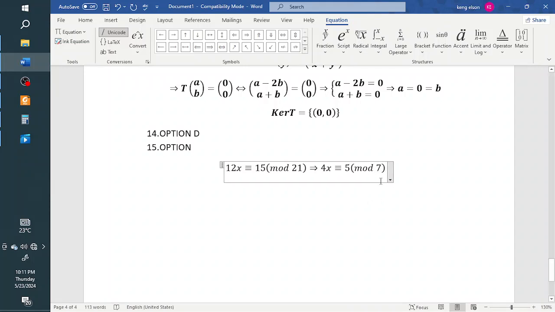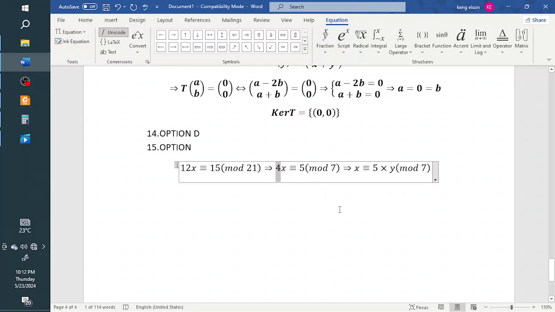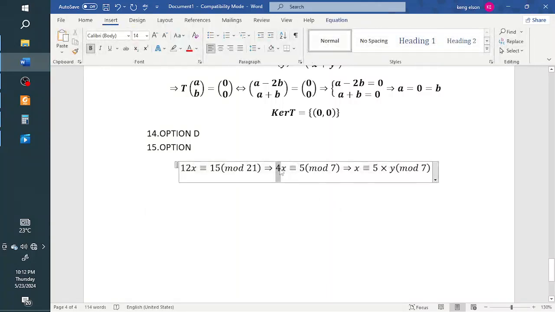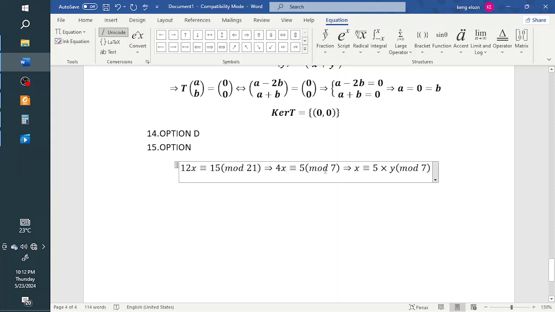Now we need to find x. So x will be congruent to 5 times y mod 7. What is y? y is the multiplicative inverse of 4 in mod 7. Now what is the multiplicative inverse of 4 in mod 7? It is a number that when we multiply by 4 and we divide by 7, the remainder is 1. The answer is 2, because 4 times 2 is 8, and 8 divided by 7, the remainder is 1. So y is 2.